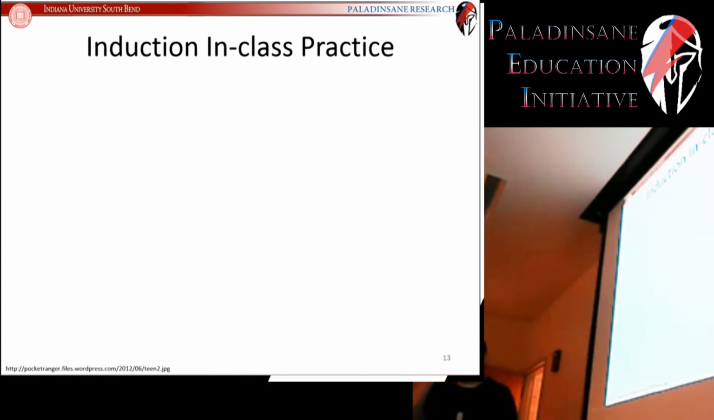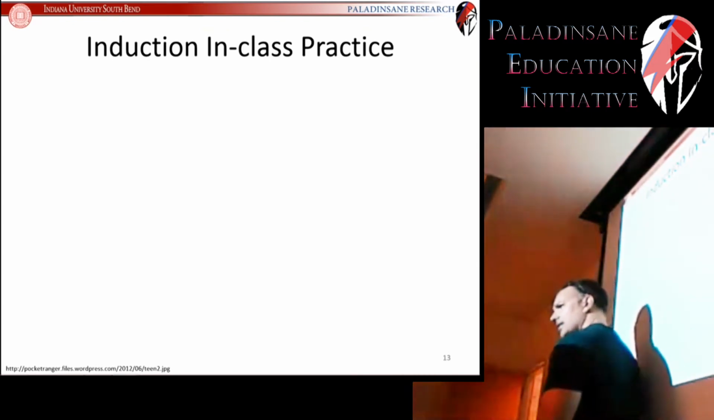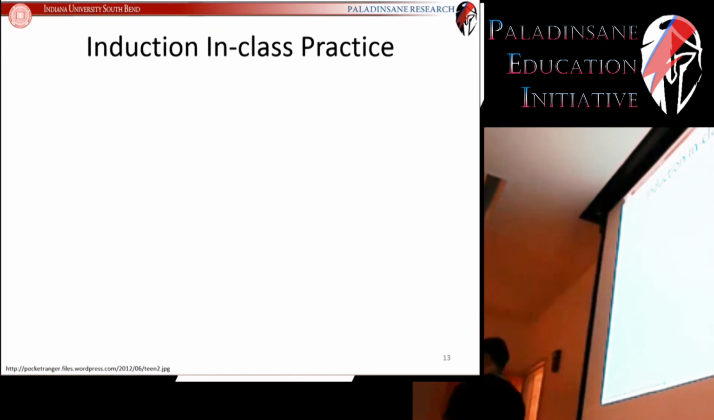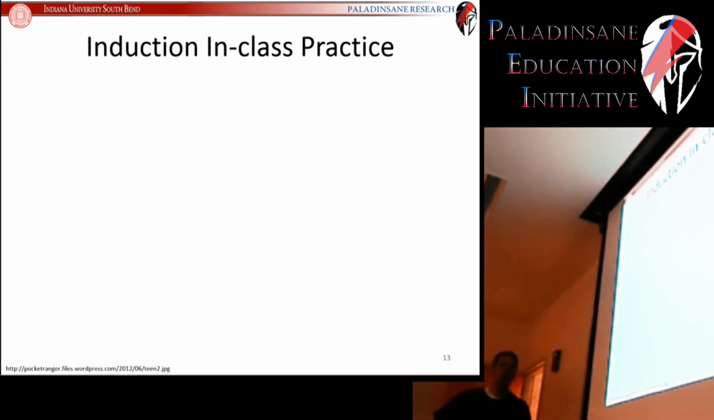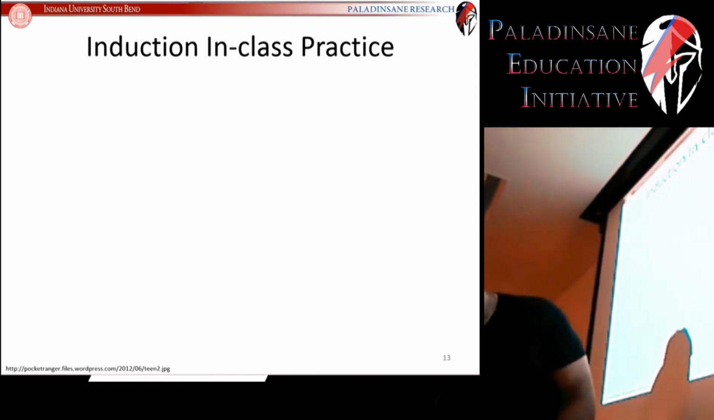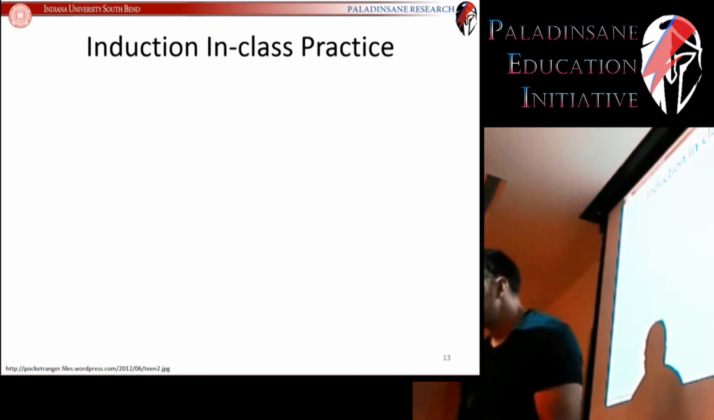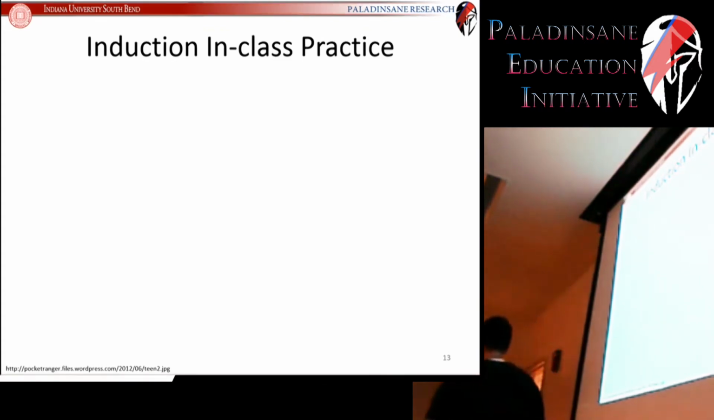To do this, you're going to need a pencil and a paper so that you can write down your observations and you can write down your induced theories. So I'll give you a moment or two to move your desks around so that you can get in your groups so that you can discuss stuff. And we'll start up in just a moment or two.